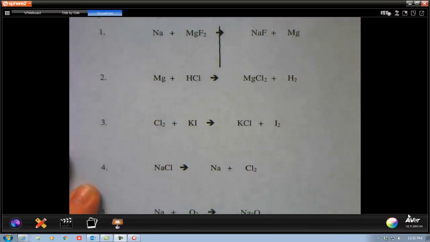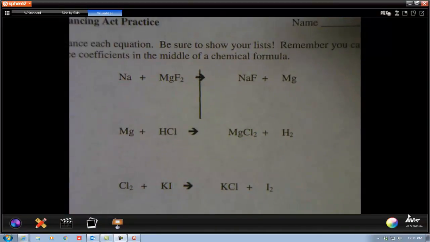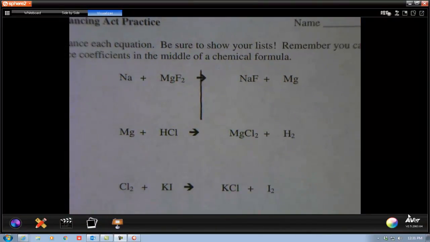Okay, the first thing we want to do when balancing the equation is draw a line down in between our reactant and our product side. This just gives us a visual separation. The next thing, I'm going to enlarge this a little bit. The next thing that we want to do is list the elements that are found on the reactant side and product side.